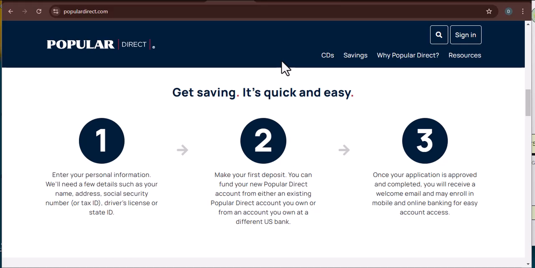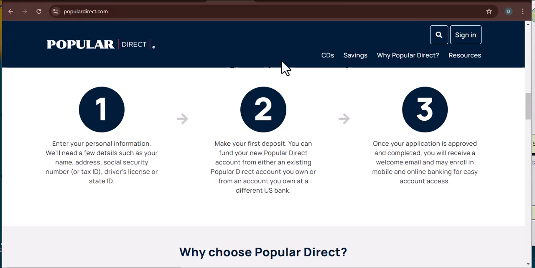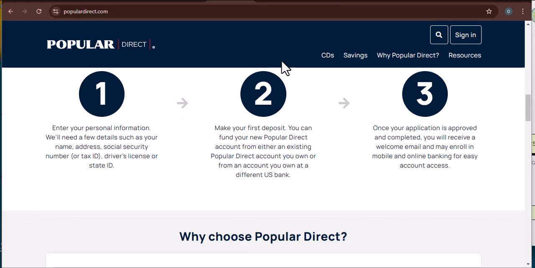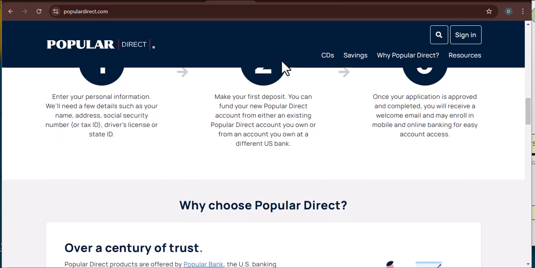Method 3. Contact Popular Direct customer service. If you can't find your account number using either of the methods above, you can contact Popular Direct customer service. They can help you find your account number.